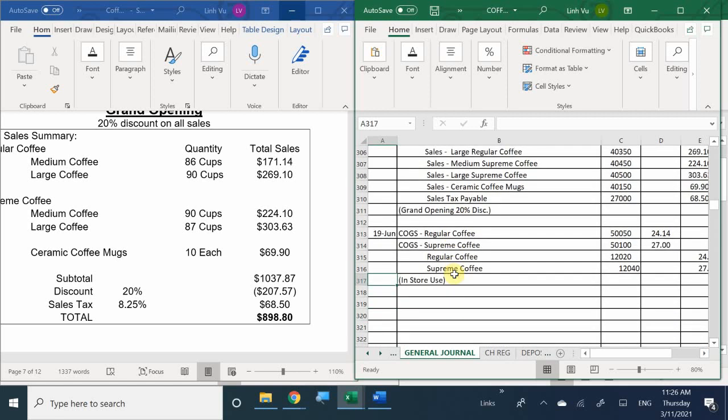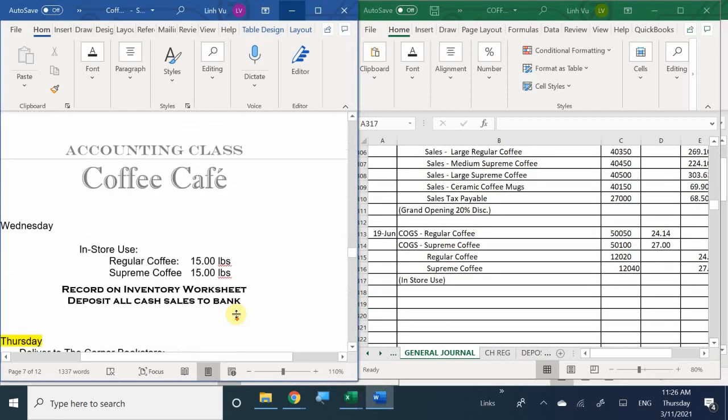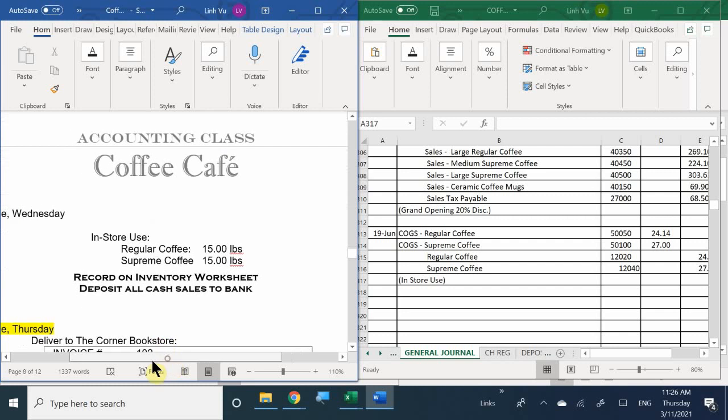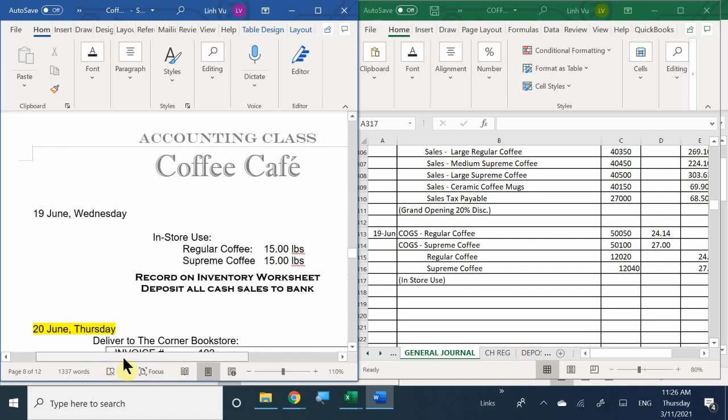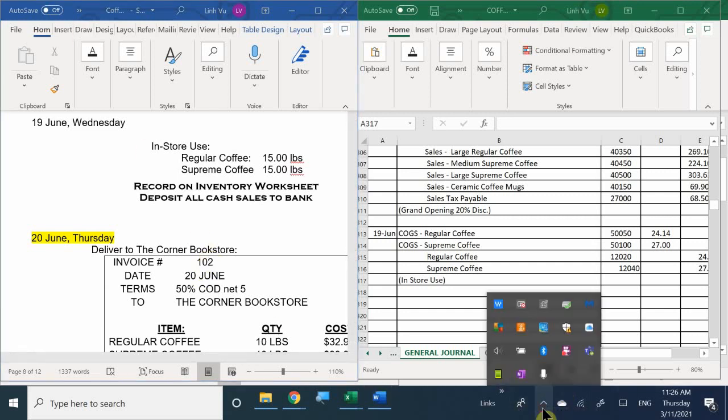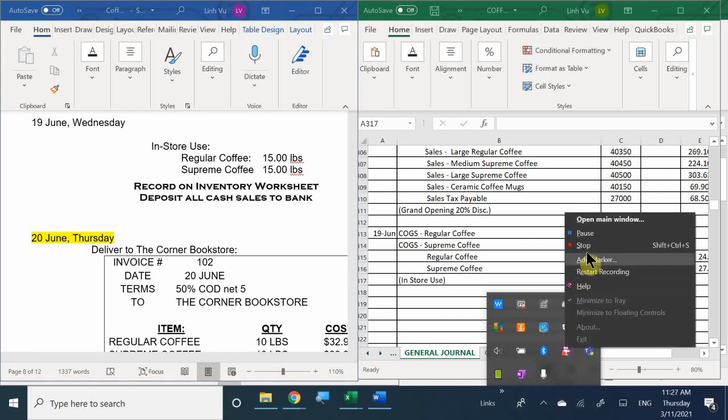So here I'm going to stop for today. That means we're going to continue tomorrow, on the very next day, which is the 20th of June. So next week we're going to start that. Any questions in regards to everything that we just did today?